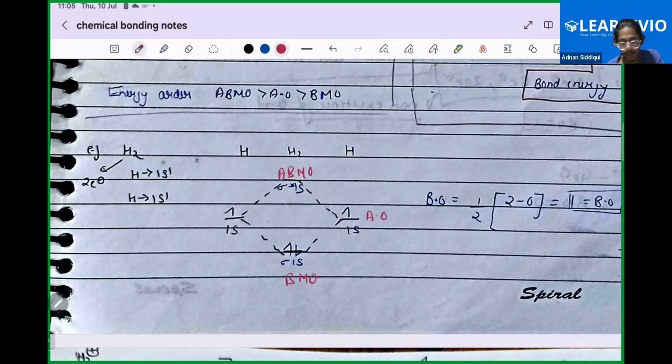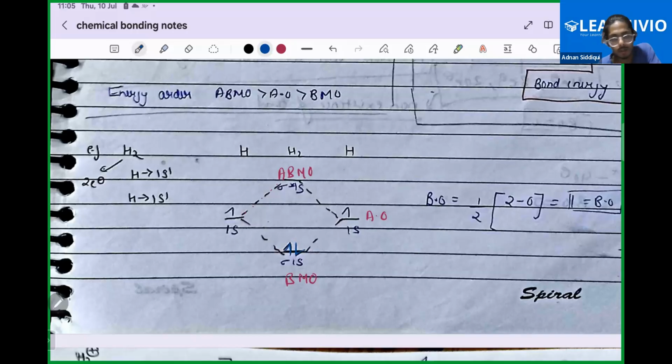They are coming close to each other, merging and giving us what? Molecular orbitals. One is the anti-bonding molecular orbital and another one is the bonding molecular orbital. One hydrogen has one electron. Two hydrogens will have how many electrons? Two. Now you have to fill these two electrons in the molecular orbitals. You will start from the bonding molecular orbital because it has low energy. You will fill two electrons here.